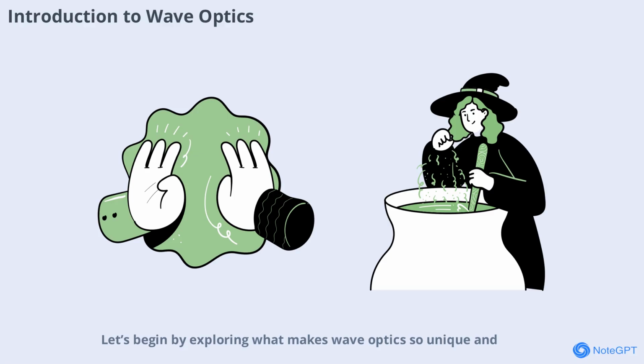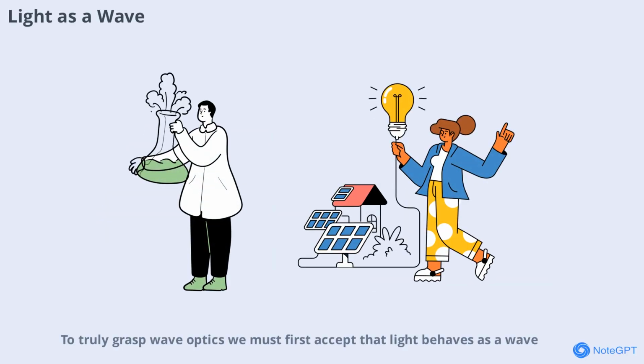Let's begin by exploring what makes wave optics so unique and why it's essential for explaining effects that ray optics simply cannot. To truly grasp wave optics, we must first accept that light behaves as a wave. This means it exhibits properties like wavelength, frequency, and amplitude, just like water waves or sound waves.